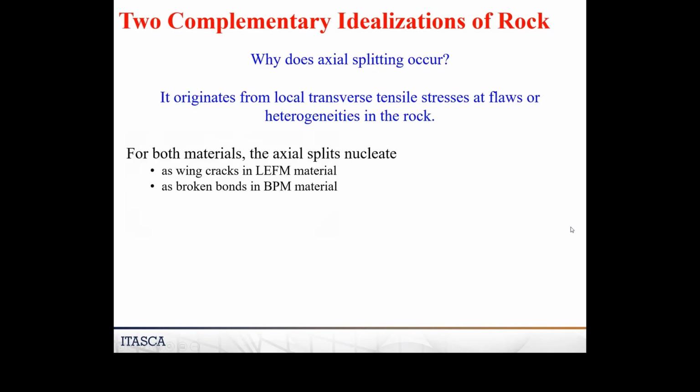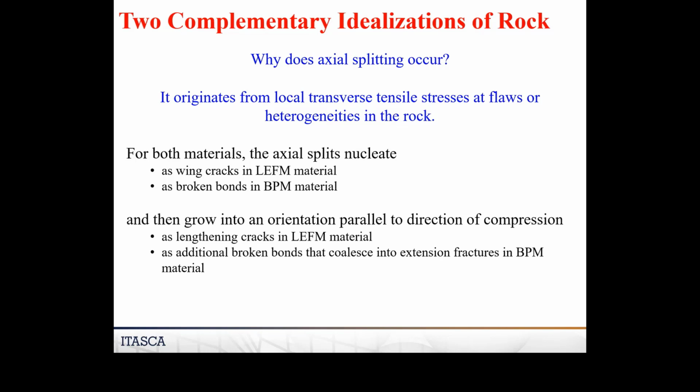So let's try to apply this model to explain why we get axial splitting. When you do a compression test with no confinement, the rock typically splits parallel to the direction of compression. And we say that it originates from these local transverse tensile stresses that you get at the flaws and the heterogeneity. So for both of these idealized materials, you get axial splits that are beginning to nucleate. They're nucleating as wing cracks in the LEFM material. They're nucleating as broken bonds in the bonded particle material. And then these things start to grow into an orientation parallel to the direction of compression.